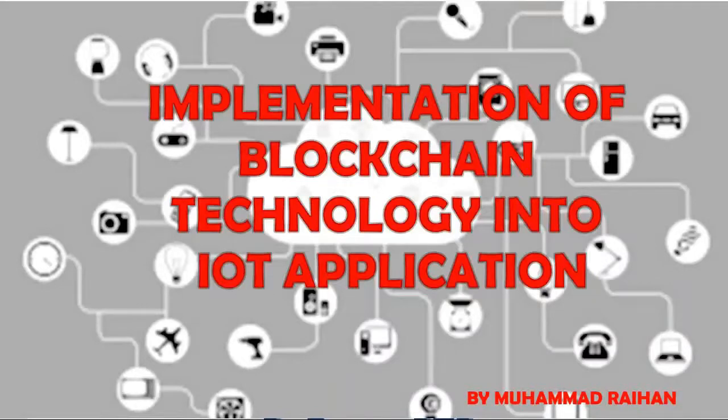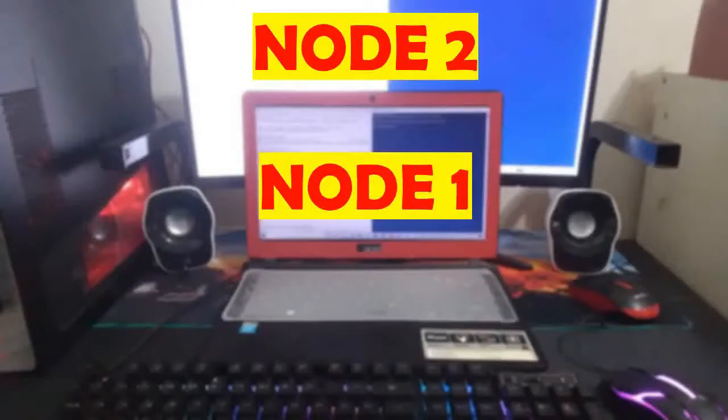So in this project, I have created two nodes of Ethereum blockchain in two different devices: the first node in my laptop, the second node in my PC, both in Windows. So this is for the first node. First step, I have to create a node.